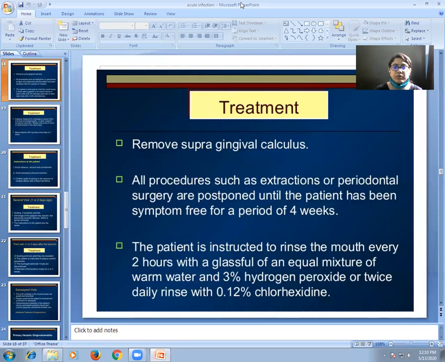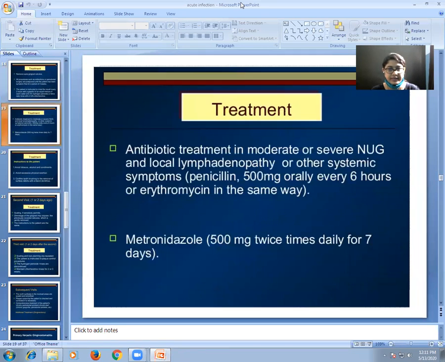Then you have to advise the patient to use a mouth rinse. There are two types of mouth rinse you can use. First one is that you have to use an equal mixture of warm water and 3% hydrogen peroxide every 2 hours, or you can give 0.12% chlorhexidine mouth rinse daily, twice a day.